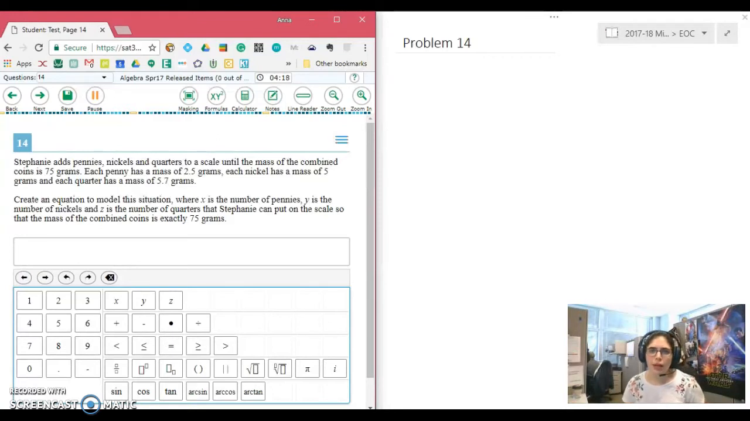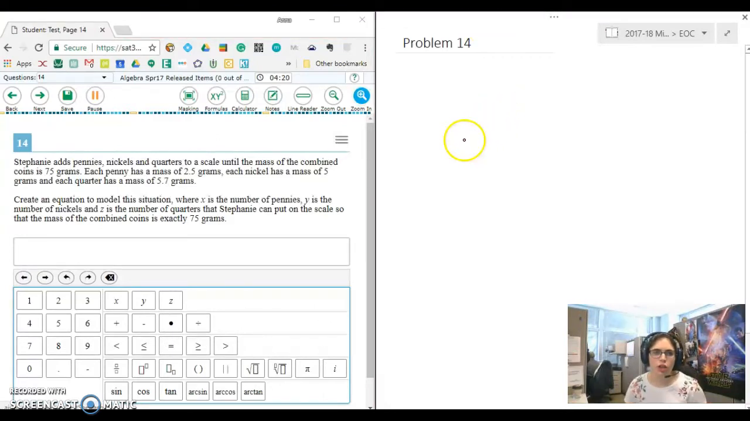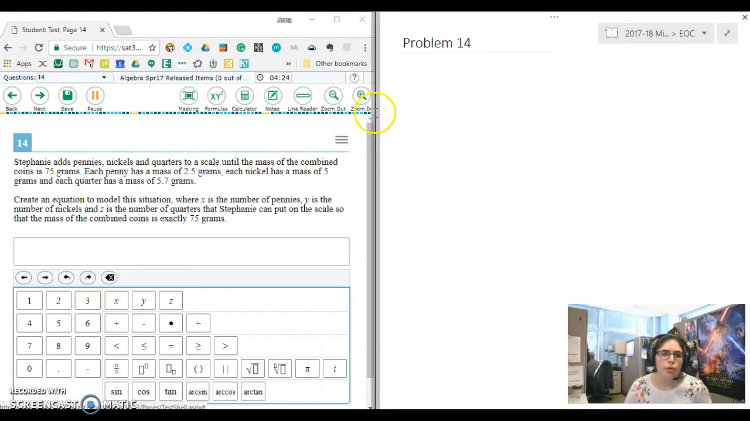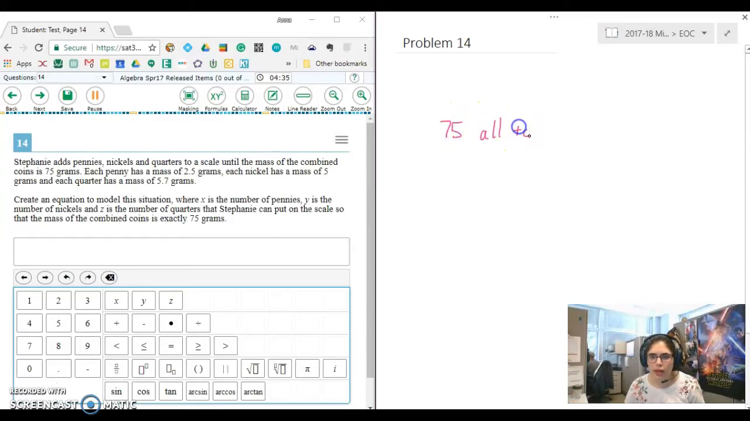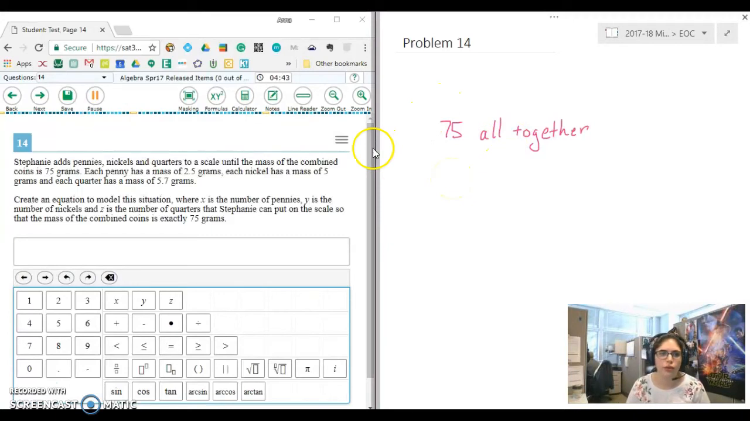So what I'm going to do is just sort through this information and figure out what all I'm looking at. So it's told me twice that I want the combined mass to be 75 grams. So altogether, I want it to be 75 grams. Then I want to look at each of our three coins, and there's two parts for each coin. There's the weight, and then there's the variable that we have to use to represent that.